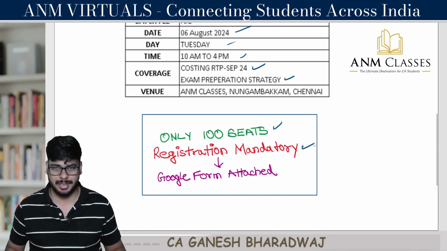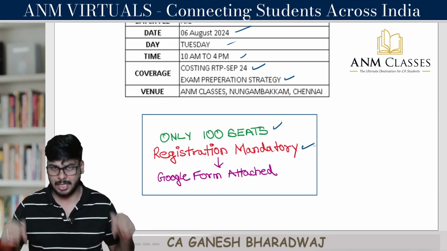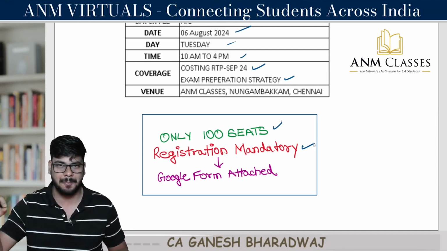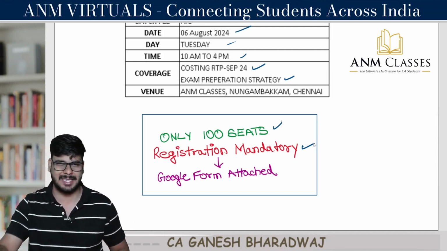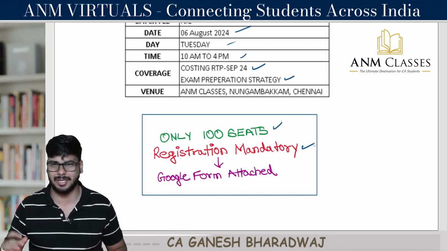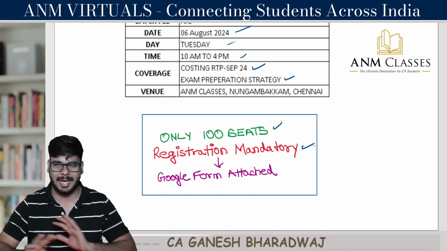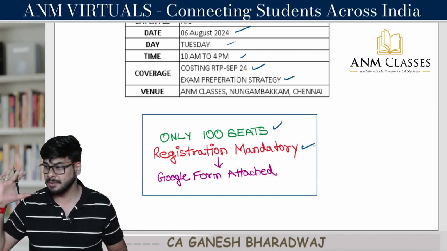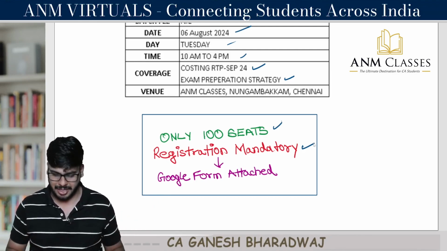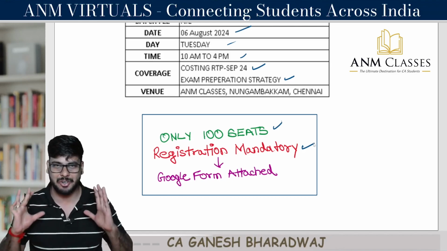Sir, how do I register? Very simple. In the description to this video, you will find a link to a Google form. Just click on that, fill in the basic details, your name, contact details, just 3-4 fields are mentioned there. You just need to mention that and submit, and that's about it. Your registration will be taken, right? And it's going to be purely on a first come first serve basis. The registrations are limited to just 100 seats.